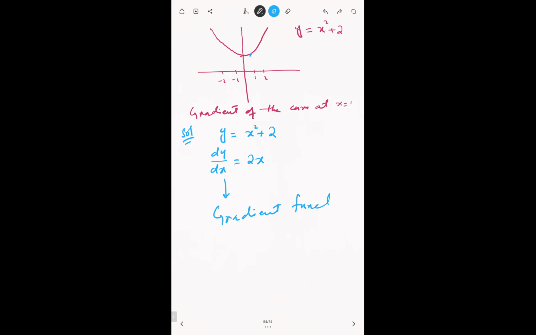Now we want to find the gradient of the curve at x is equal to 1. That's the question. So if you want to find the gradient of the curve at x is equal to 1, simply put x is equal to 1 here. So put 1 here and you will get m is equal to 2. This dy by dx represents gradient. So the gradient at x is equal to 1 is 2.